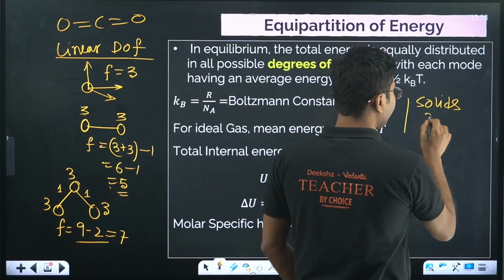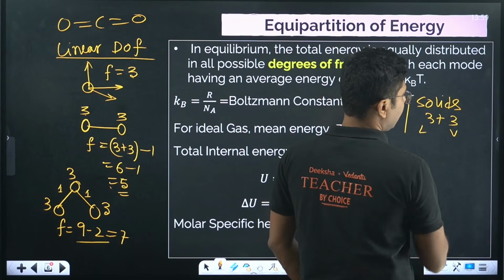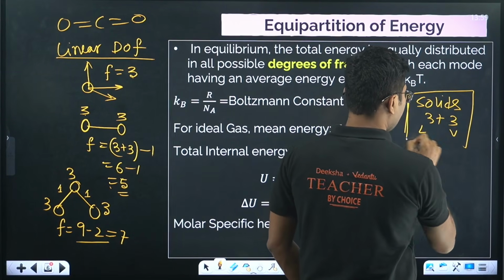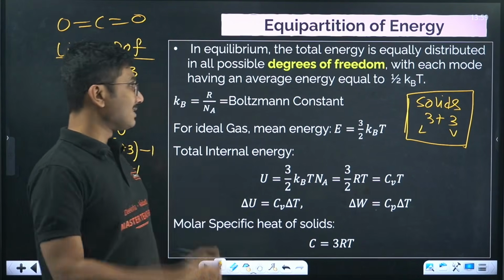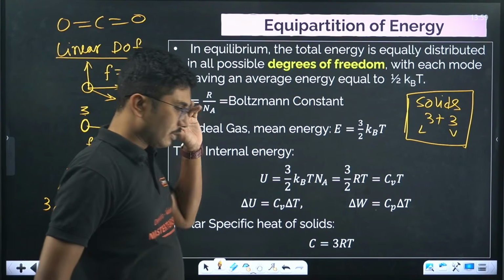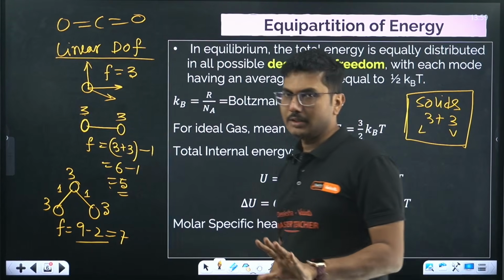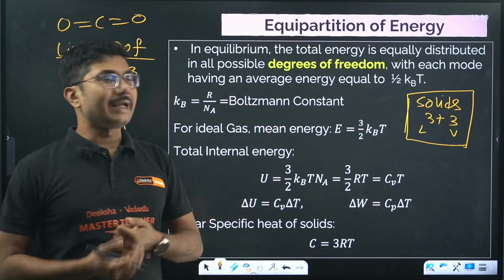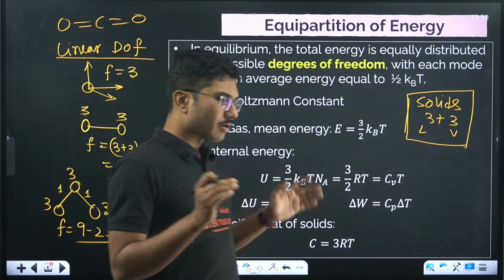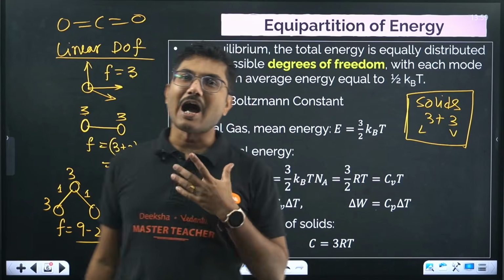Solids have 3 plus 3. This is linear, this is vibrational. Remember this is a small nugget. Now let's move on to the formula that we are discussing, that is equipartition of energy. Equipartition of energy can be applied to solids as well, not only gases. It says that in equilibrium, energy is distributed equally across all degrees of freedom, and that is half kBT.